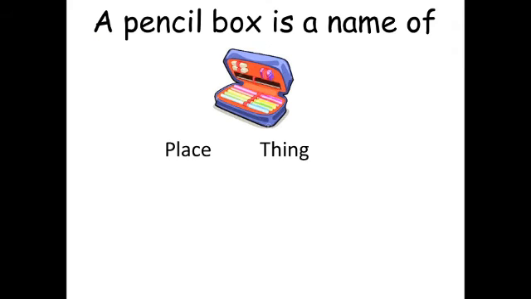A pencil box is a name of a place or a thing? Think, think. Yes, you're right. A pencil box is a name of a thing. Now that we know that a noun is the name of a person, place, or thing, we are going to identify nouns in sentences.